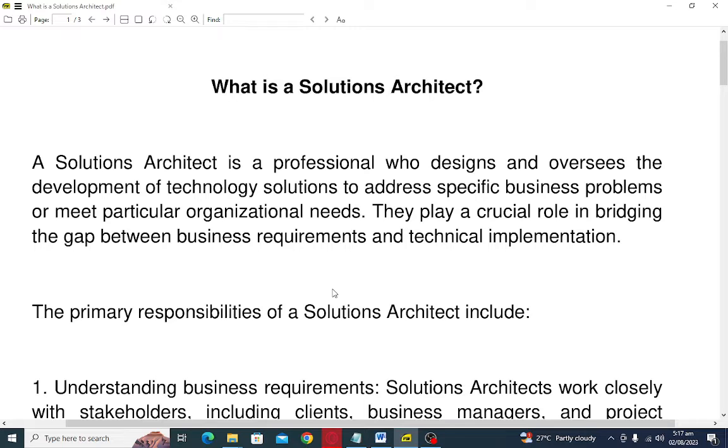So let's begin. What is a solutions architect? A solutions architect is a professional who designs and oversees the development of technology solutions to address specific business problems or meet particular organizational needs. They play a crucial role in bridging the gap between business requirements and technical implementation.